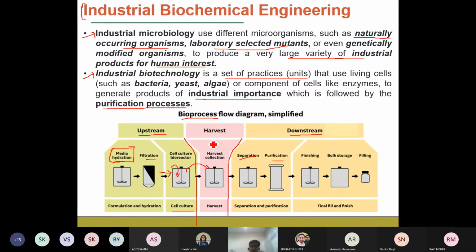Okay, so you can see in a bioprocess flow diagram, it is a very simplified flow diagram which consists of the two main steps, which are upstream and downstream. Upstream consists of the steps which are required for the production of the particular targeted biochemicals. Then we have the fermentation approach where we produce the desired biochemical, and after that we need to separate out the biochemical through different downstream processing techniques.